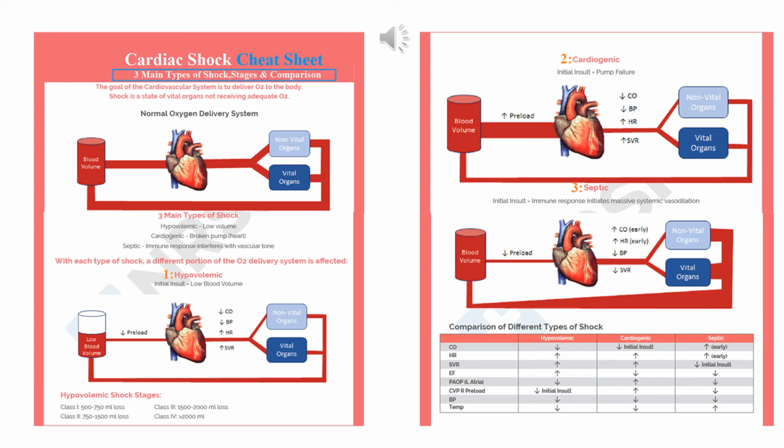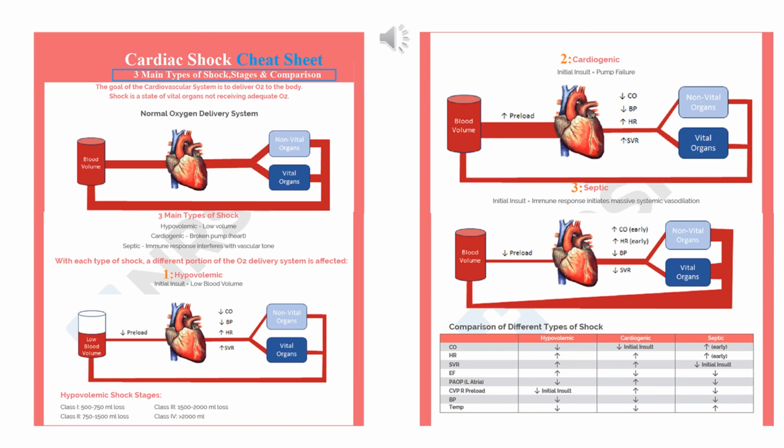But if you look at this slide, you start at the top with the normal oxygen delivery system, blood volume, the heart, perfusion, and we send blood to vital and non-vital organs. And you can see non-vital organs still don't get as proportionate a share as vital organs do because they utilize more nutrients and oxygen for the metabolic processes. With each type of shock, there's a different portion of the oxygen delivery system affected. So when we look at hypovolemia, the problem is blood volume, and you'll see how that affects the oxygen delivery system. When we look at cardiogenic, we have plenty of blood volume, but we have a pump problem.